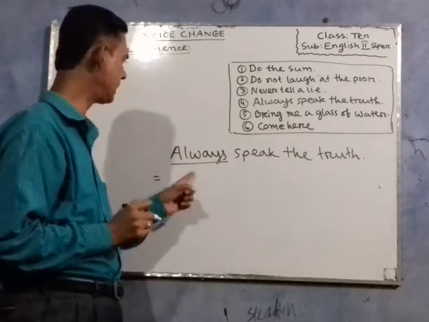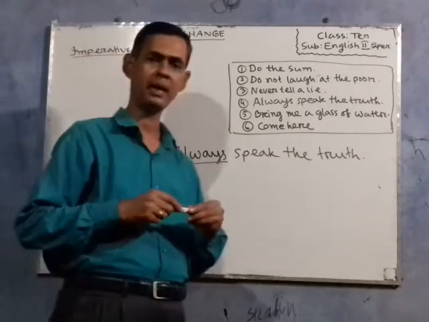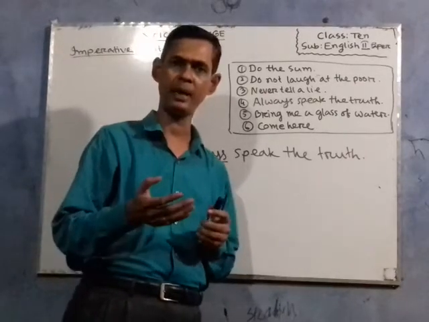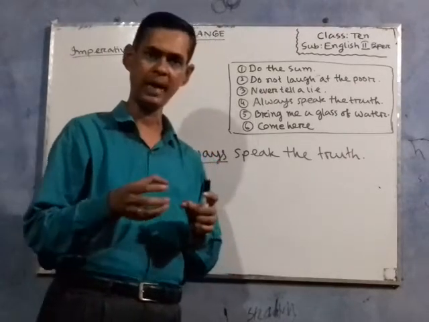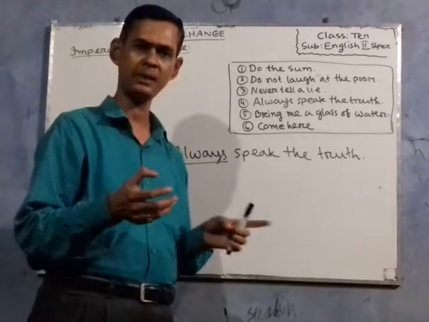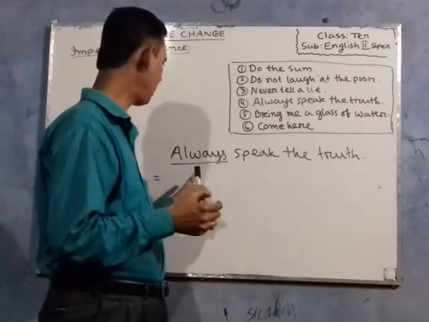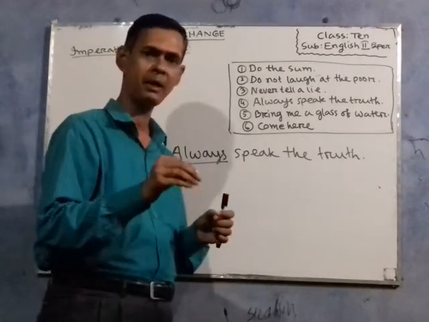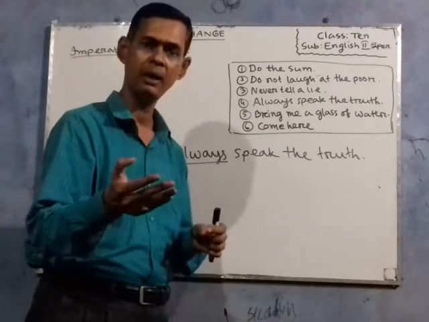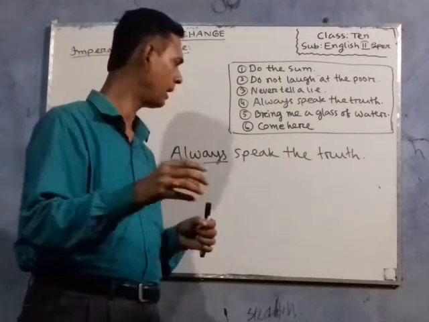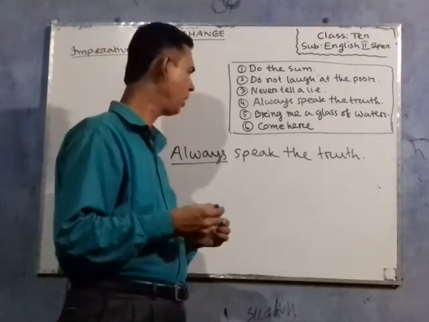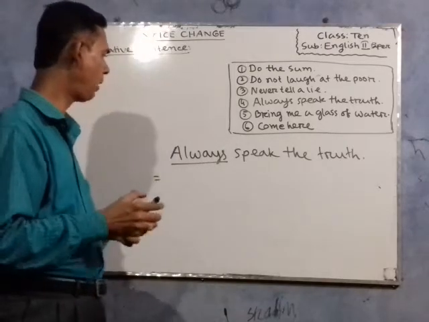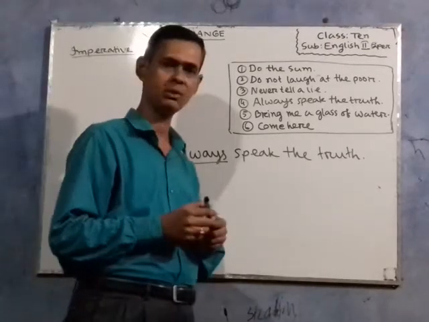Here an adverb is given. So you should remember that if there is an adverb in an imperative sentence, at the time of changing this type of sentence into passive, you have to write this adverb at the end of the passive voice or at the end of the sentence. So how will you change this type of sentence into passive?